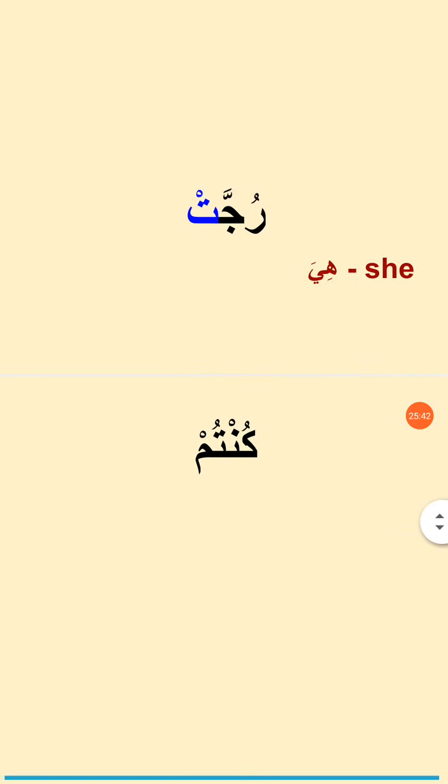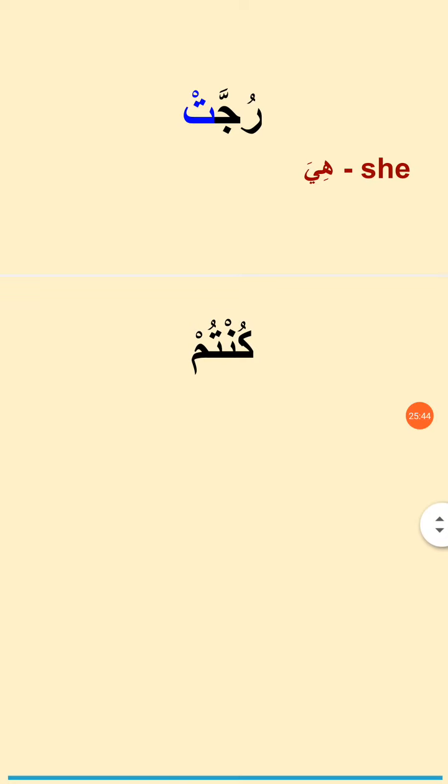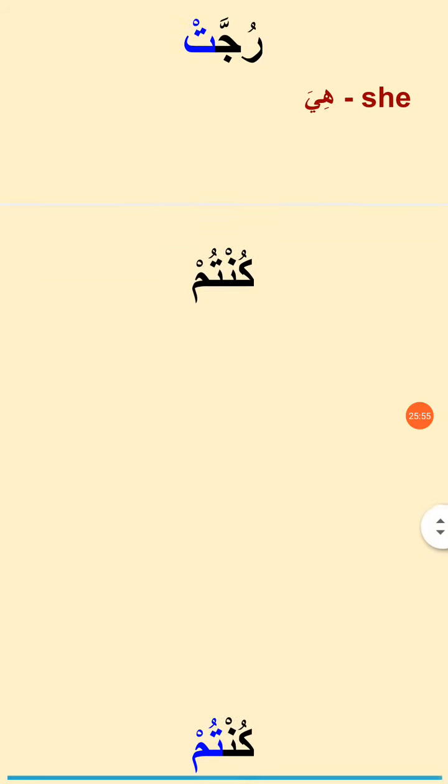Next, kuntum. All right, so what do you see? You don't see any add-on in the beginning. You only see the suffix of tum. So what does that mean? That this is fil mazi, and the pronoun hidden in it is antum.